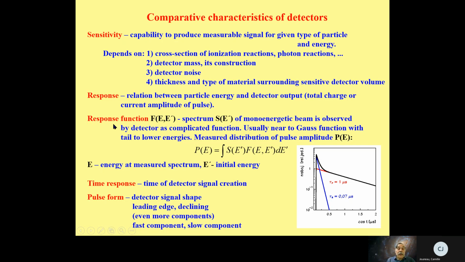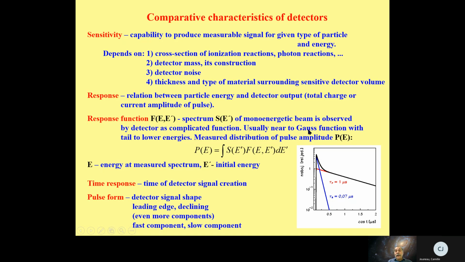You also have the response function. We already discussed this response function. This is the function which you will obtain from a spectrum of a monoenergetic gamma beam, in this case in a gamma detector. And this response function is based on the relation between Compton cross sections, photo effect cross sections and pair production cross sections.